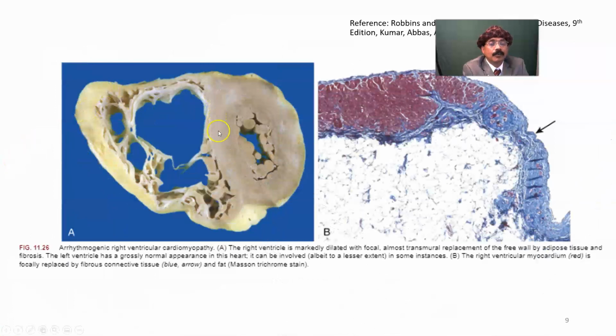Okay, here we have the left ventricle, and this is the right ventricle. Here is the cardiomyopathy. The right ventricle is marked by dilation with focal, almost transmural replacement of the free wall by adipose tissue and fibrosis. The left ventricle has a grossly normal appearance, though it can be involved in some instances. The right ventricular myocardium is focally replaced by fibrous connective tissue. So here is the connective tissue, and this is the right ventricular myocardium.